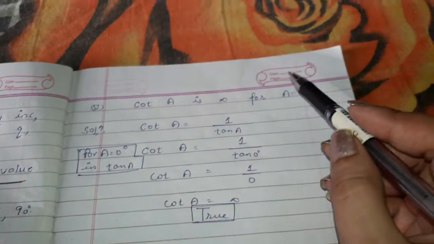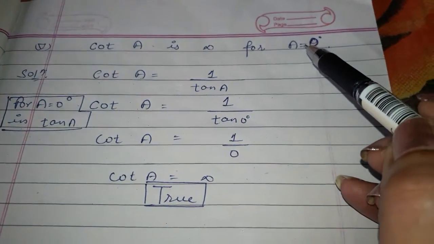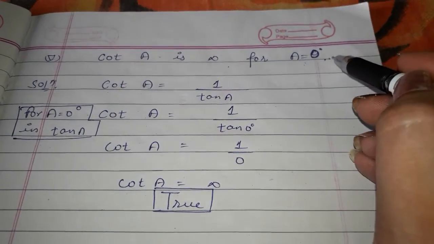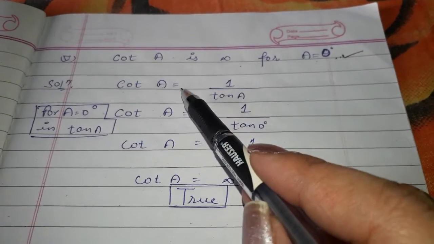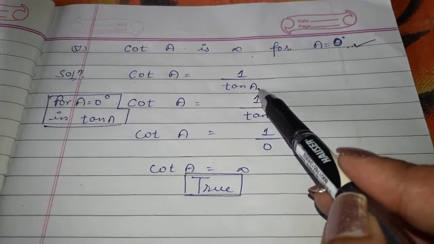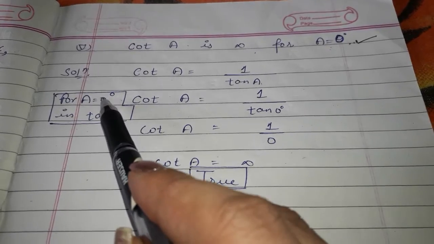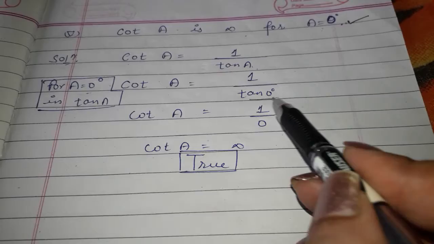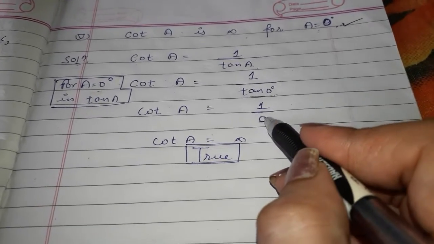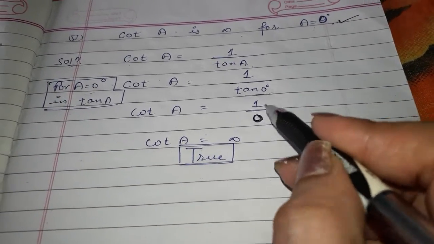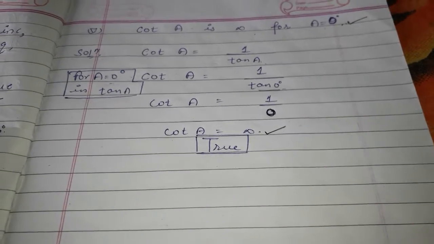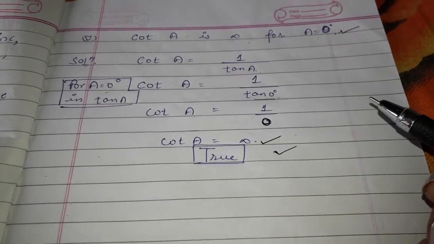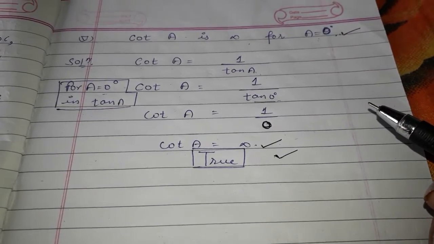Now the fifth question, that is cot A is infinite for A equal to 0 degrees. We have to check this statement. We know cot A is equal to 1 by tan A, and we put A equal to 0 degrees in tan A, that is tan 0. Tan 0 is 0, and we know that 1 by 0 is infinity, that is cot A is infinity. That means this given statement is true. This was all about exercise 8.2.